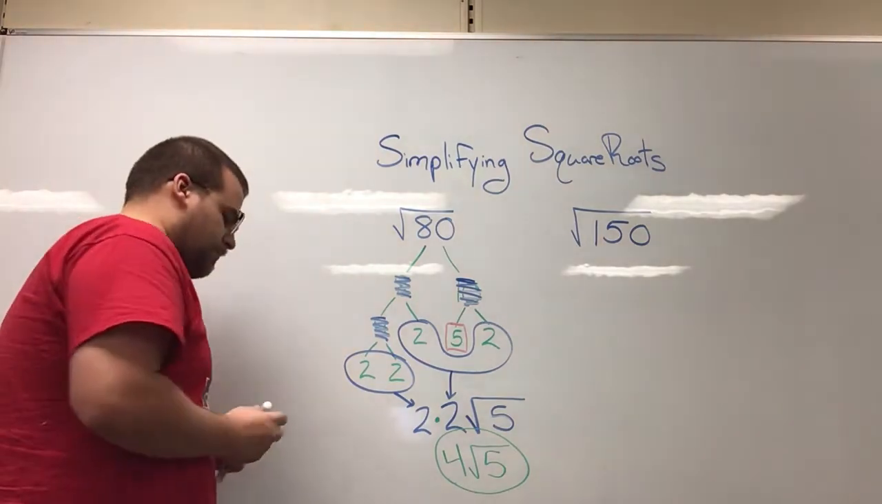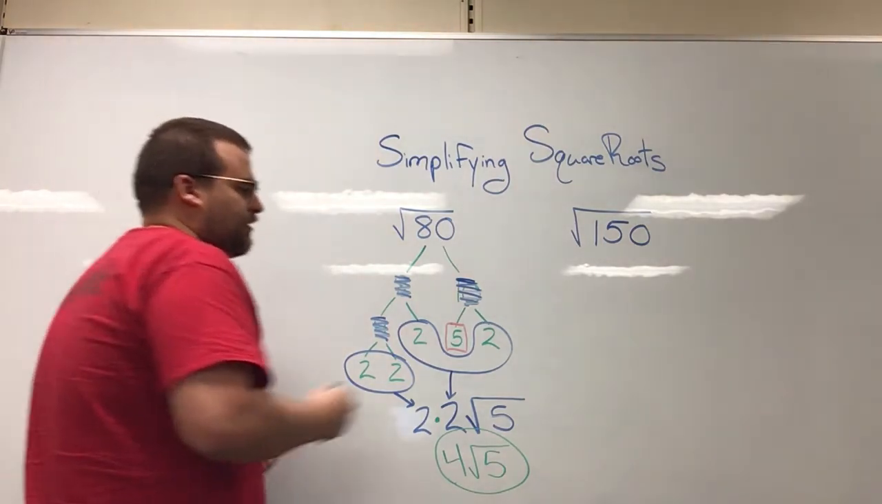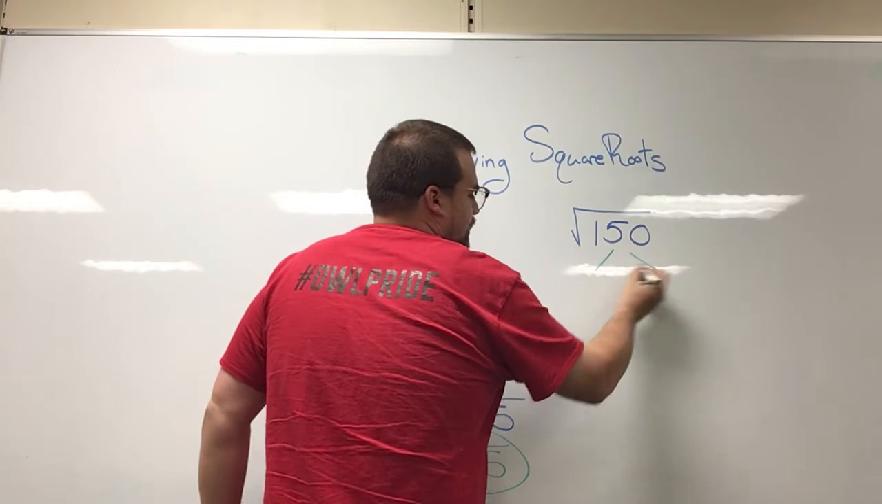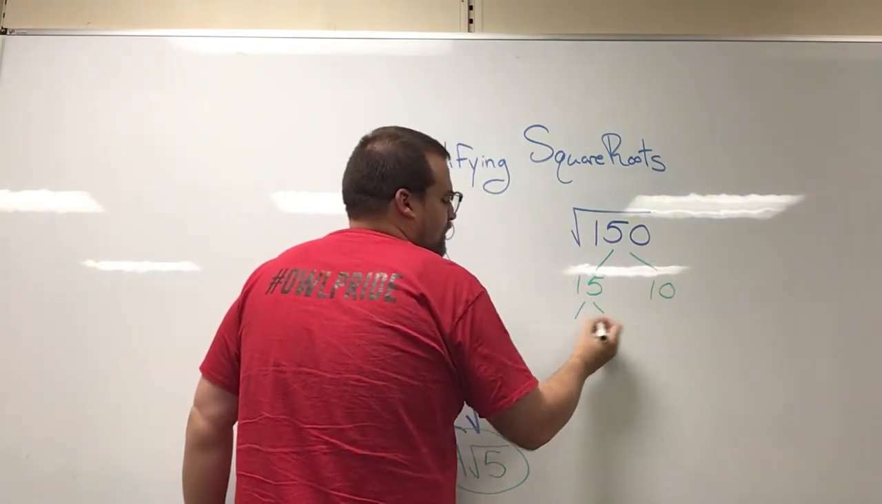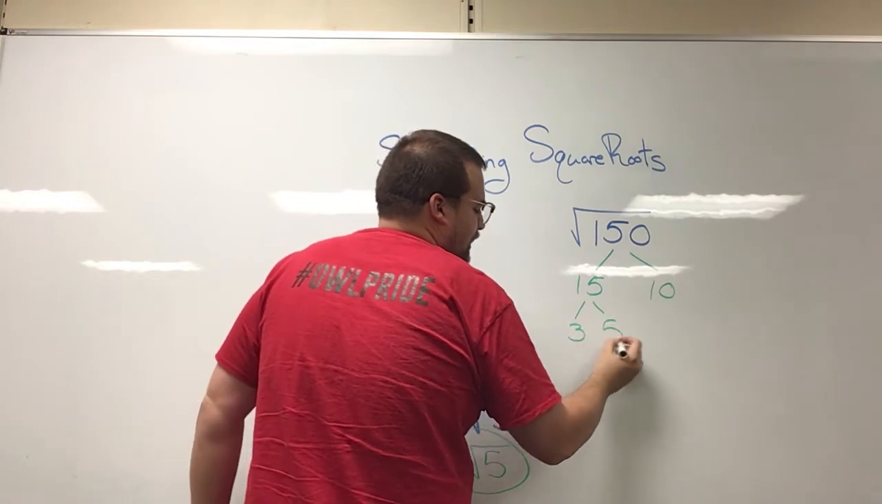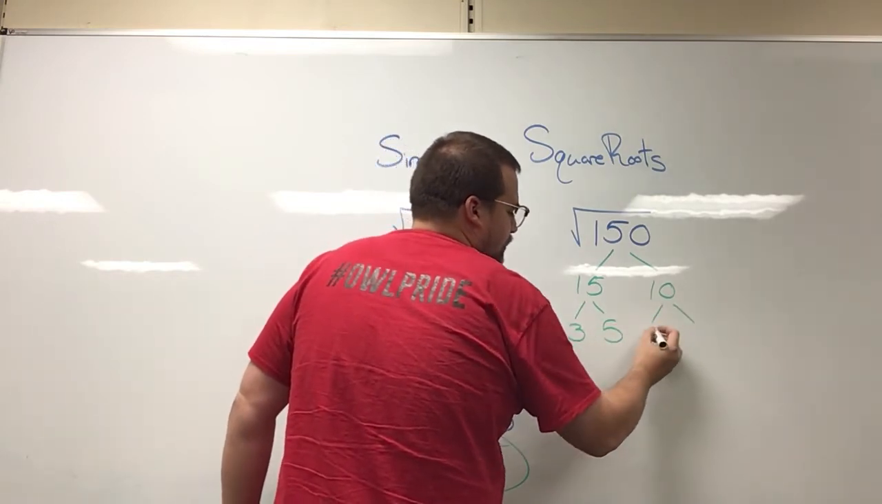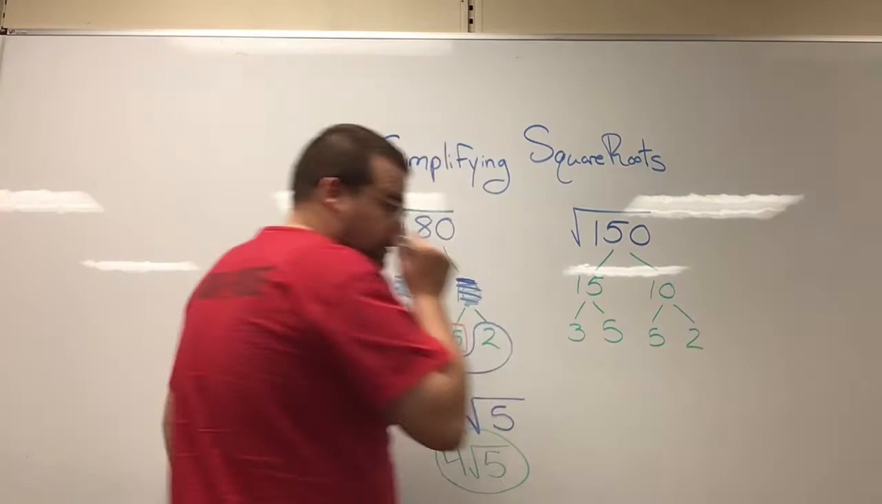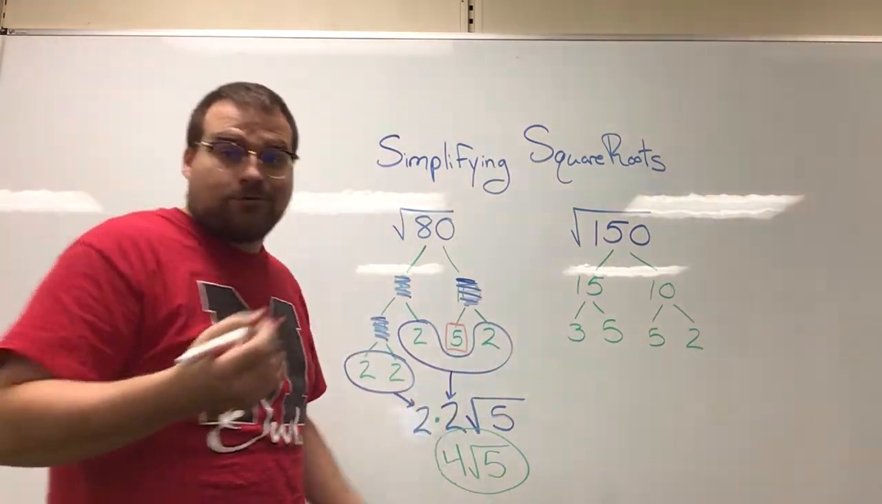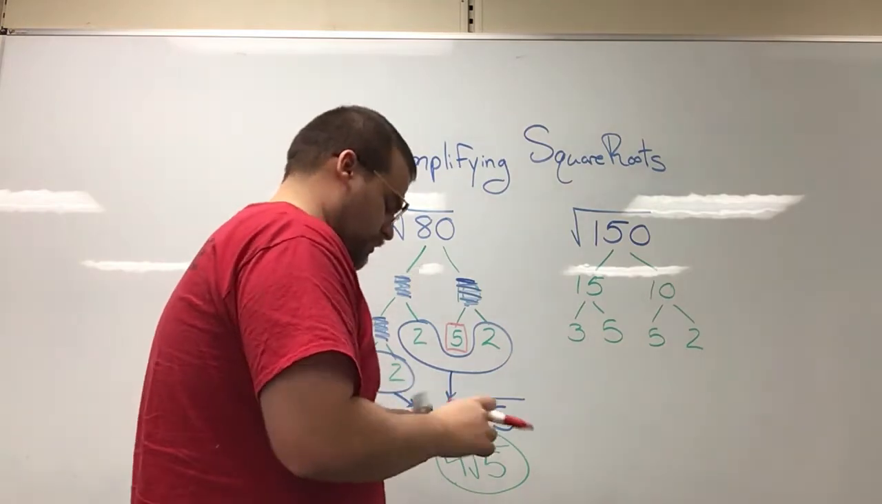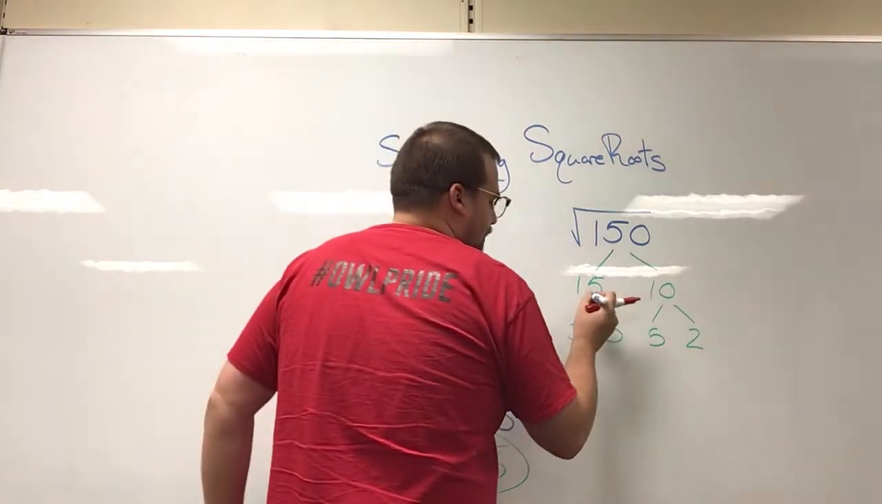Square root of 150. Well, I'm going to start by breaking this down into my factor tree. First thing I see is 15 and 10. And then 15, I think, well, that's going to break down into 5 and 3. And 10 is going to break down into 5 and 2. So I ask myself, do I have any pairs? Well, I do. I have a pair of 5s.